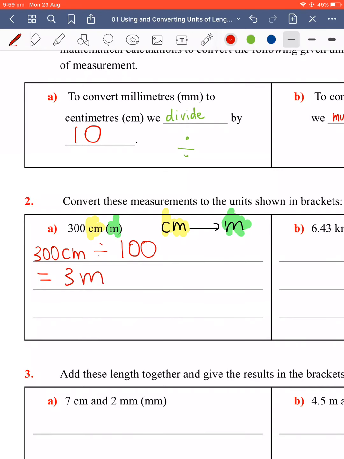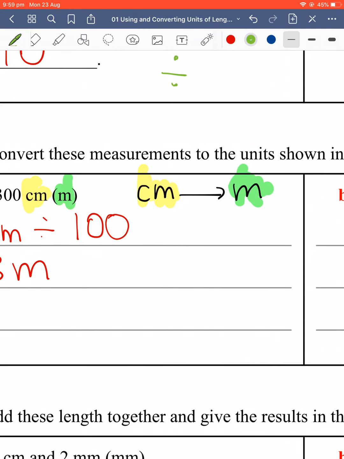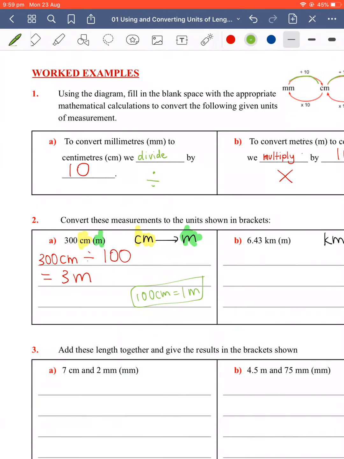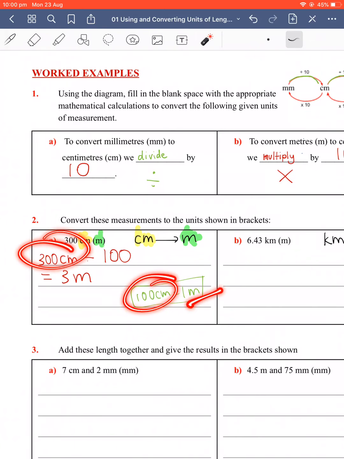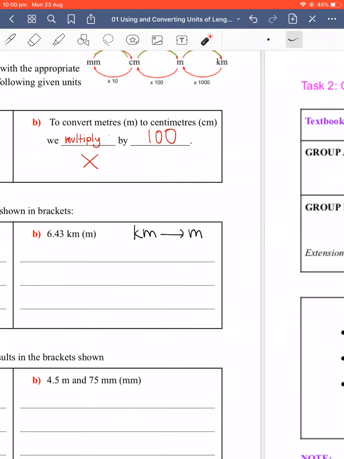A good way to double check is to write a quick little thing. If I've got 100 centimeters, that will give me 1 meter. Let's double check. I had 300 centimeters, so 3 times this gives me 3 meters, so that one is correct.